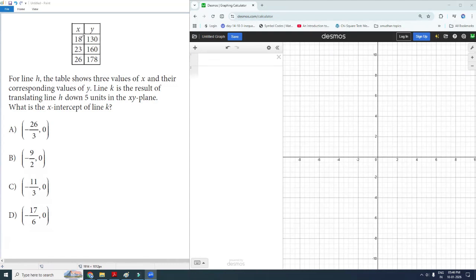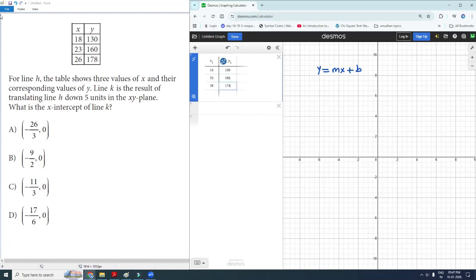Since we have 3 values of x and the corresponding values of y for line H, we can use the given 3 points in Desmos to get the equation of line H in slope-intercept form. That is y equals mx + b. Okay, let's take these 3 points in Desmos using the table. Just click on the plus sign, go to table. Now let's take the values 18, 130, 23, 160, 26, 178.